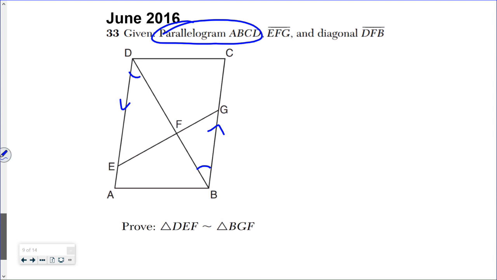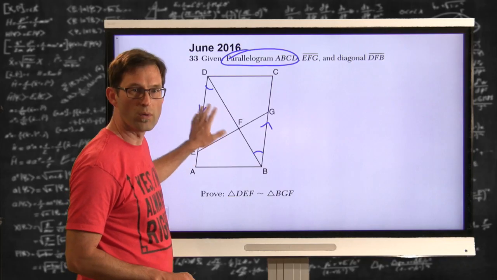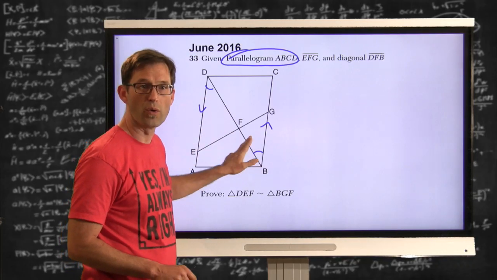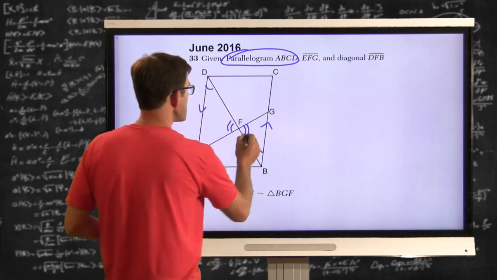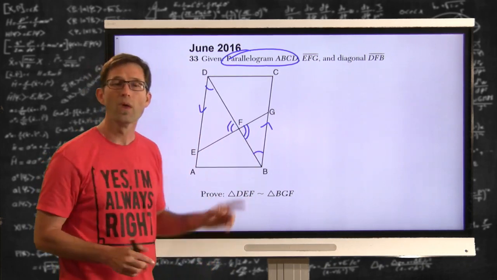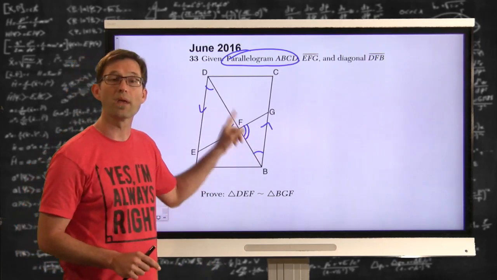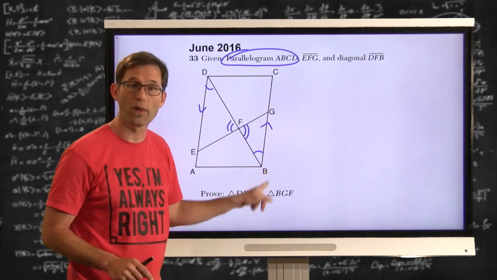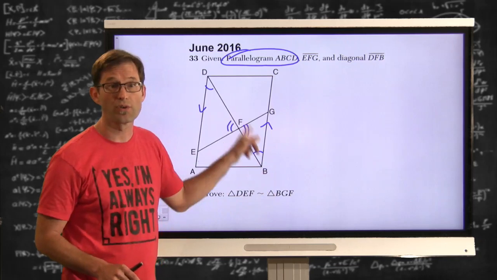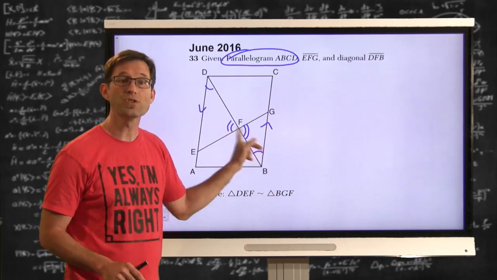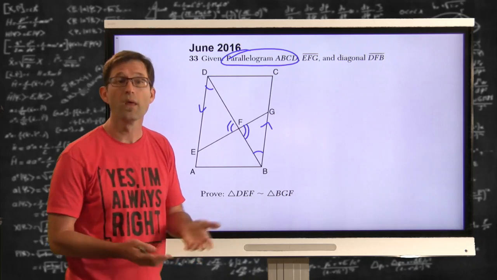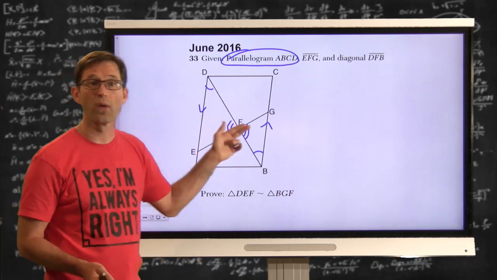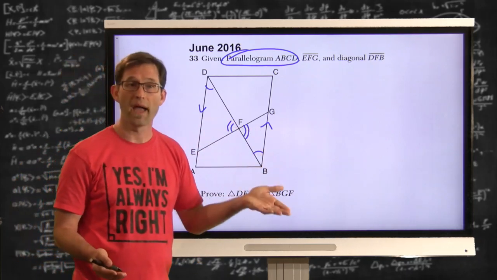Anyway, we've got these two angles that are congruent. So we've got this angle and this angle that are congruent. And we can also say that these two angles are congruent because they're a vertical angle pair. So we've got these two congruent because opposite sides of a parallelogram are parallel, and these are alternate interior angles. Then these two are congruent because vertical angle pairs are always congruent. Therefore, we can say this triangle is similar to this triangle by angle-angle.